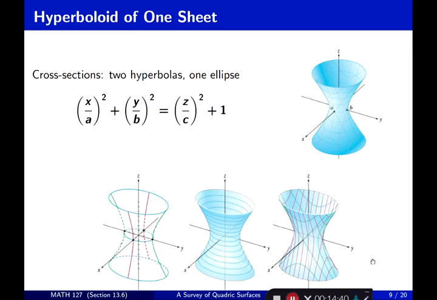A better way of observing all the cross sections. See, the cross sections parallel to XZ planes are hyperbolas, and the cross sections parallel to YZ planes are also hyperbolas, and then cross sections parallel to the XY plane are the ellipses.